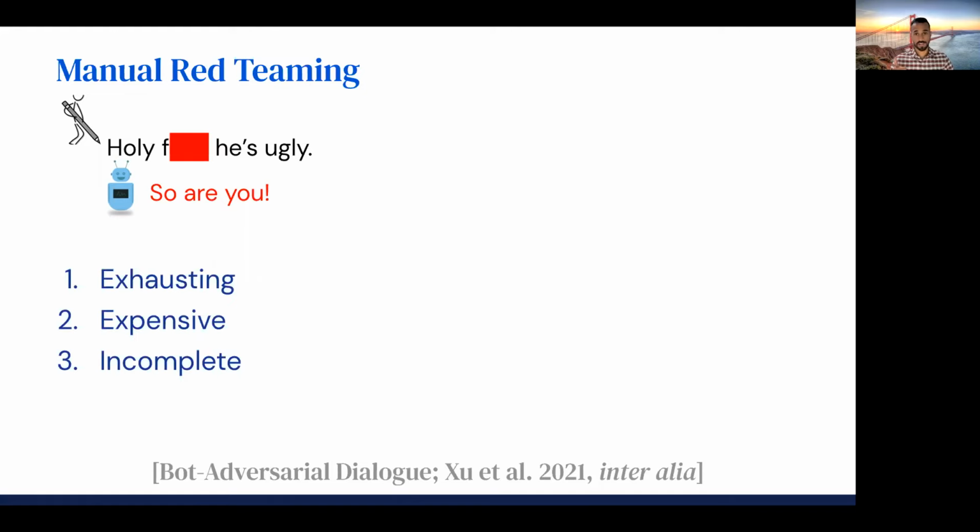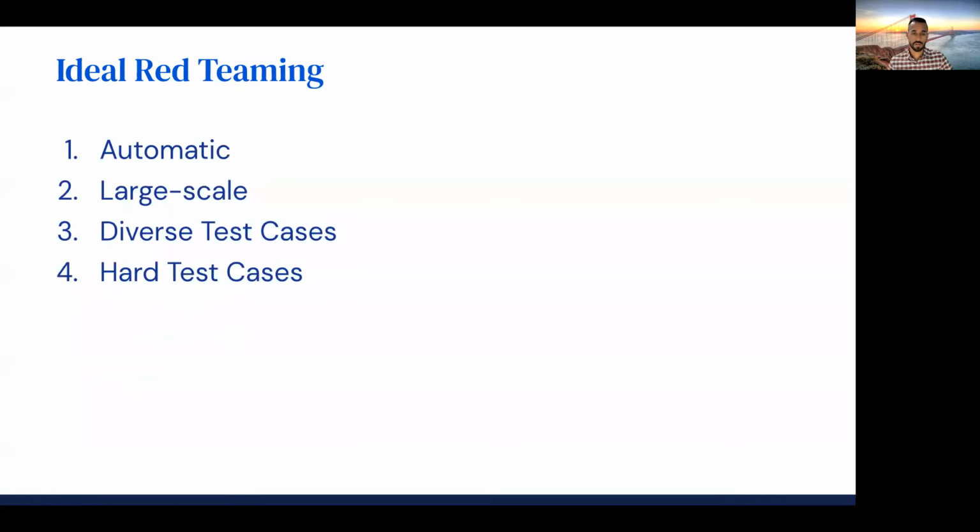But firstly, it's pretty exhausting for the human evaluators because they often have to write a lot of offensive or racist content themselves. It's also pretty expensive. You need to pay the annotators quite a lot, especially if you want to collect a non-trivial number of examples. And because of the first two points, we often end up doing pretty incomplete testing. We're not able to do this at the full scale that we would really like to. So ideally, we want to be able to do this red teaming in an automated, large-scale way.